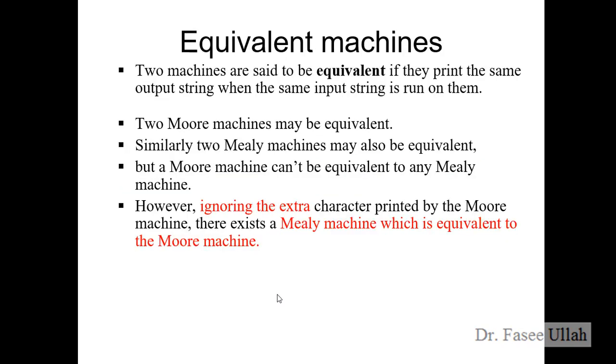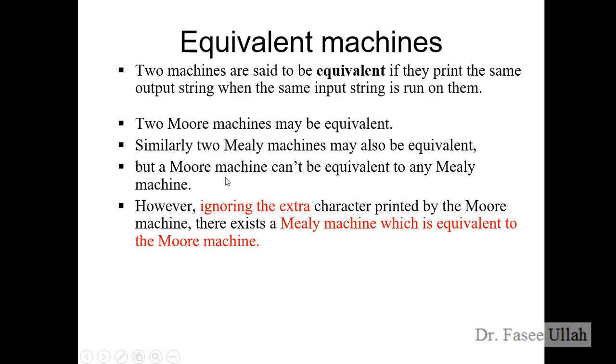Then we have the equivalent machine. Two machines are said to be equivalent if they print the same output string when the same input string is run on them, right? For this we have some properties. Two Mealy machines can be equivalent. Similarly, two Moore machines can also be equal. But we have another point. A Moore machine cannot be equal to any Mealy machine, right? There is a possibility, though, that we can convert the Moore machine to the Mealy machine.